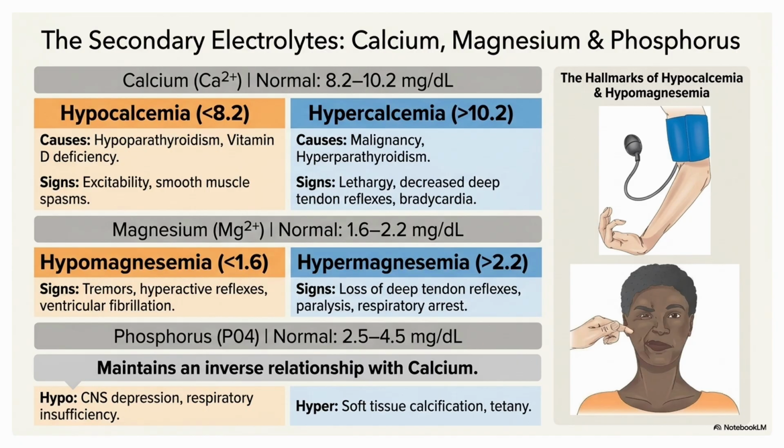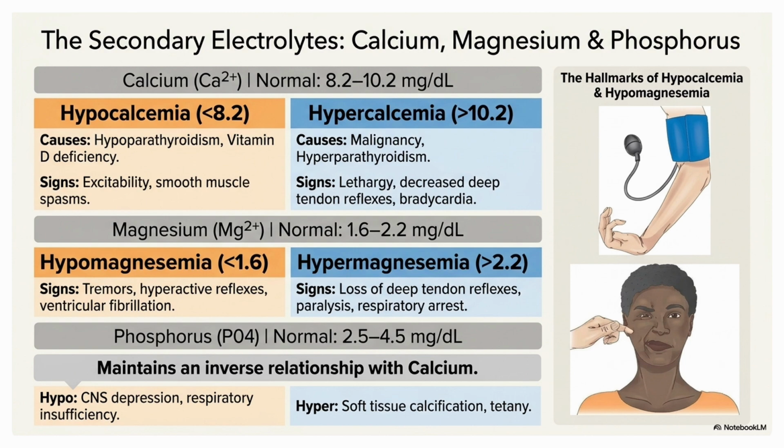When you have too much magnesium, then you're going to be the opposite, and you can end up with paralysis and respiratory arrest because you're too calm, because it affects your smooth muscle like your lungs and your uterus and things like that. Phosphorus normal is 2.5 to 4.5.